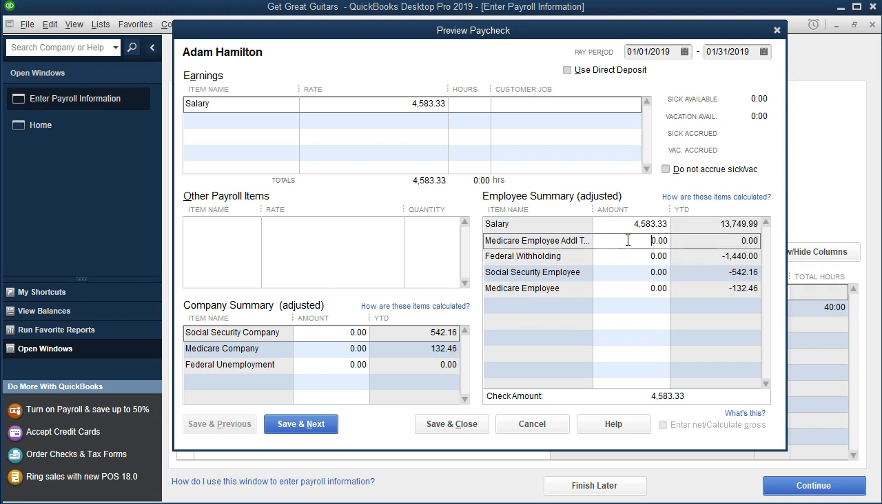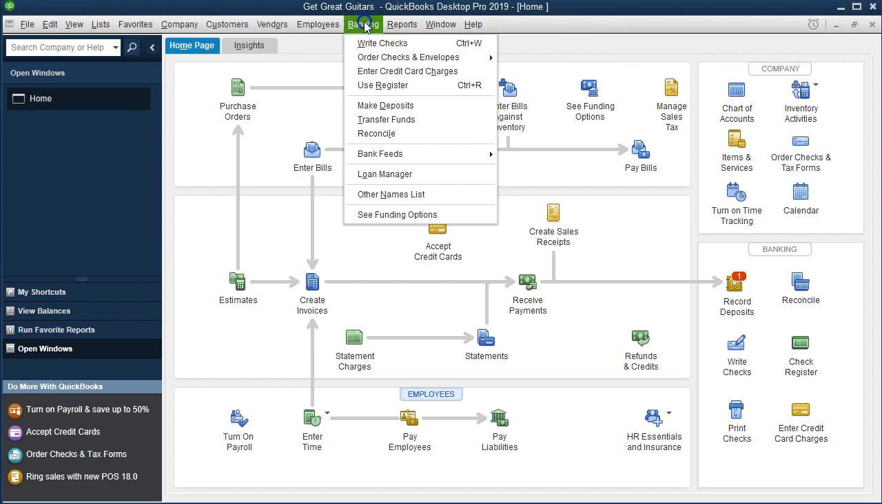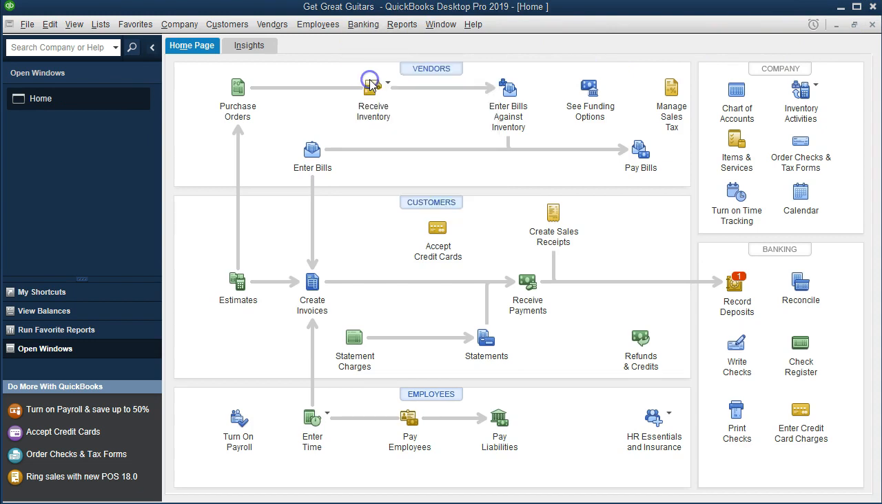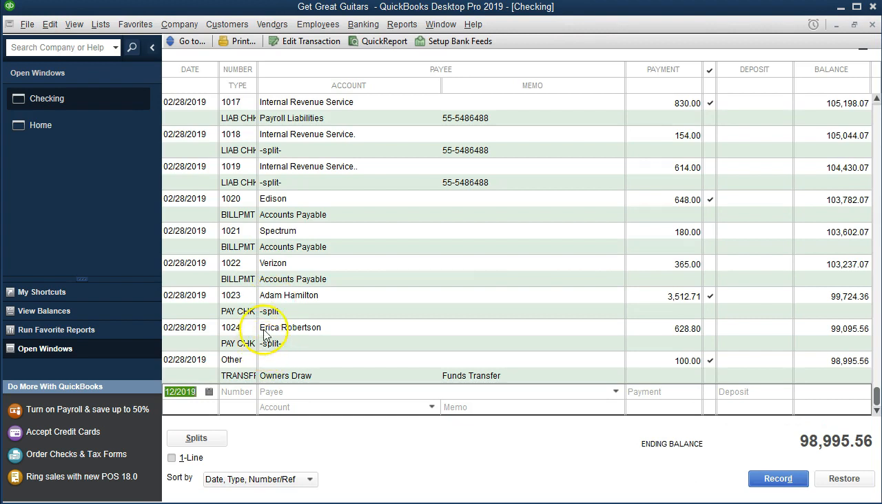If we want to add more benefits, such as a 401k plan or some type of retirement plan or health insurance, then these get much more difficult, much more tedious as we go. We're going to go now and take a look at a check that has been written. We're going to close this back out, and we're going to go to the banking up top, use the register, and go to our checking account, and we'll look for these payroll checks.